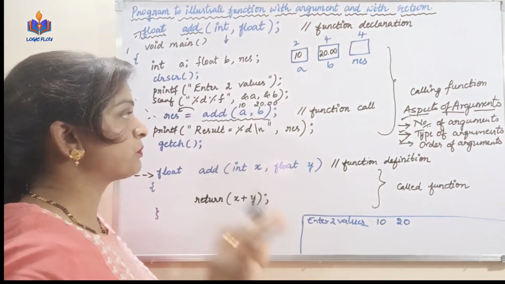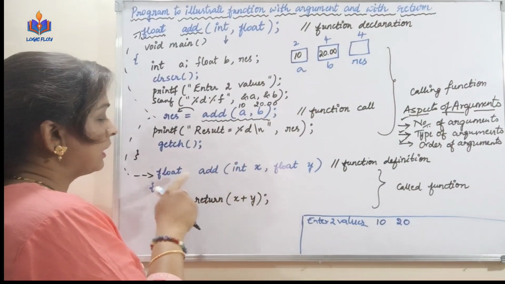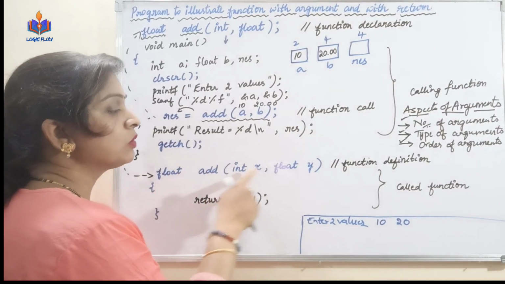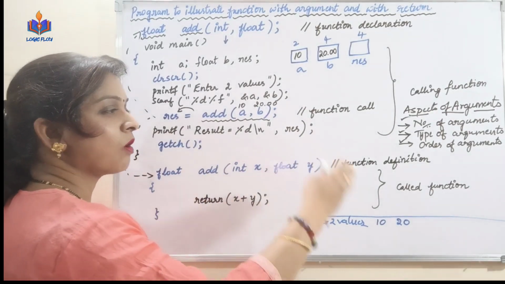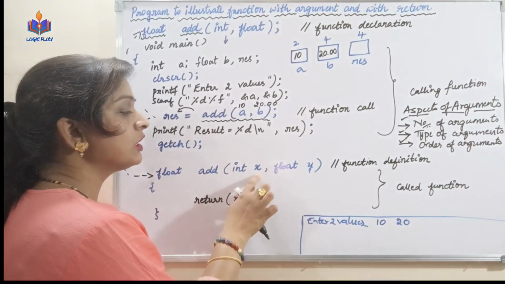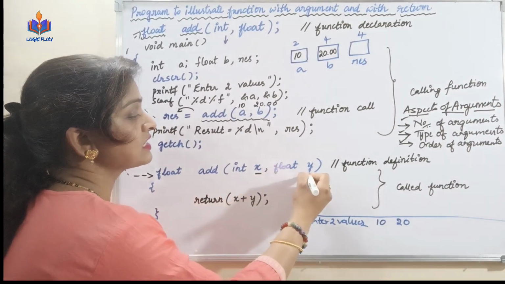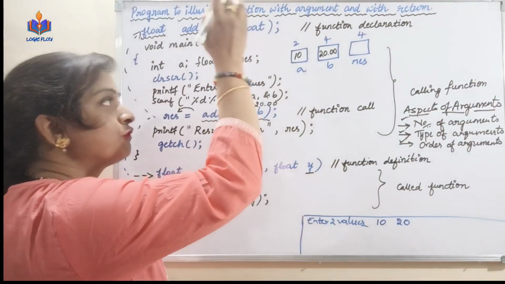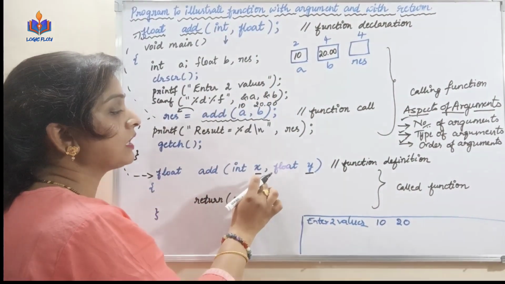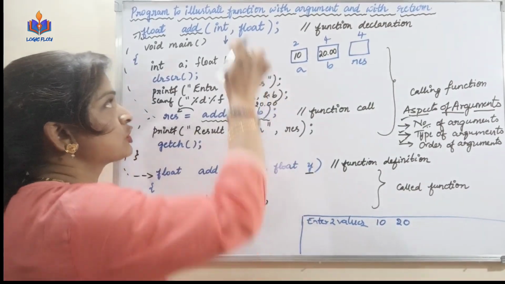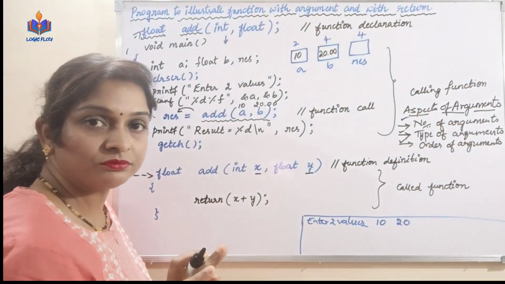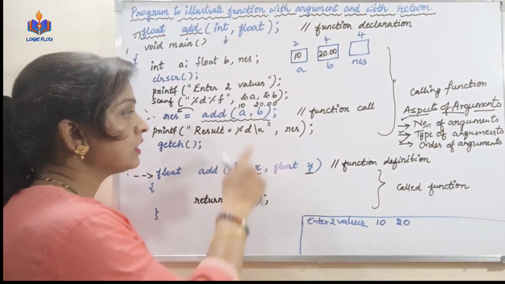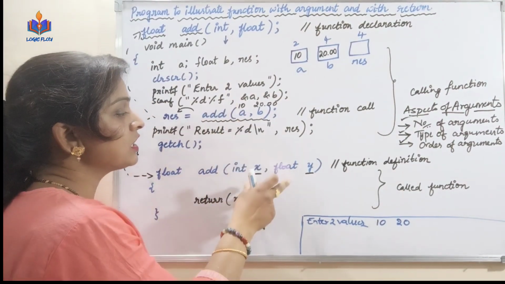You can just observe here. The function name is add, return type is float, and the two arguments' type, number, order, everything is matched. But here you can see new variables x and y. But here I have not mentioned them. If you are mentioning the variable name, the same variable name has to be mentioned here also. If not, no issue. But here we have some arguments.